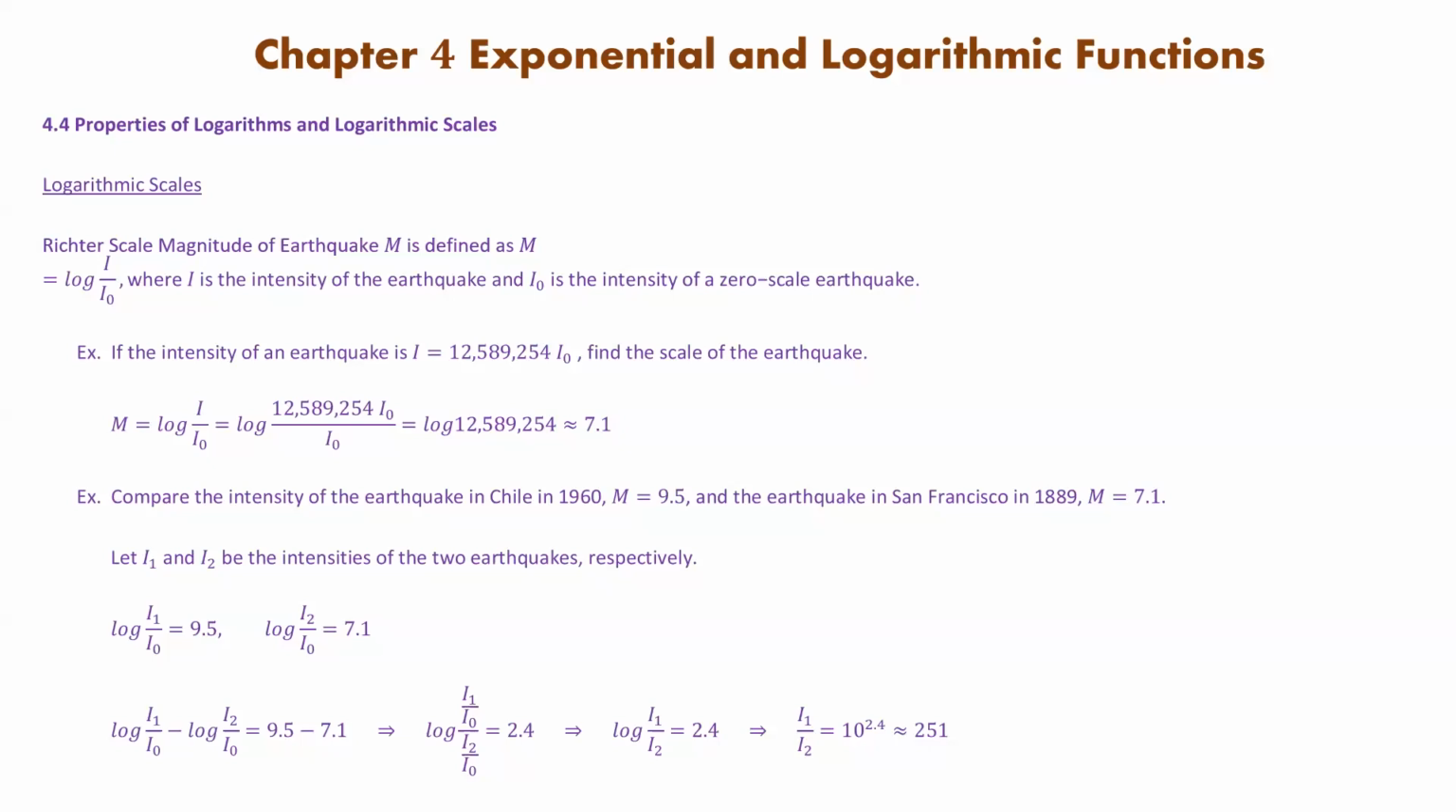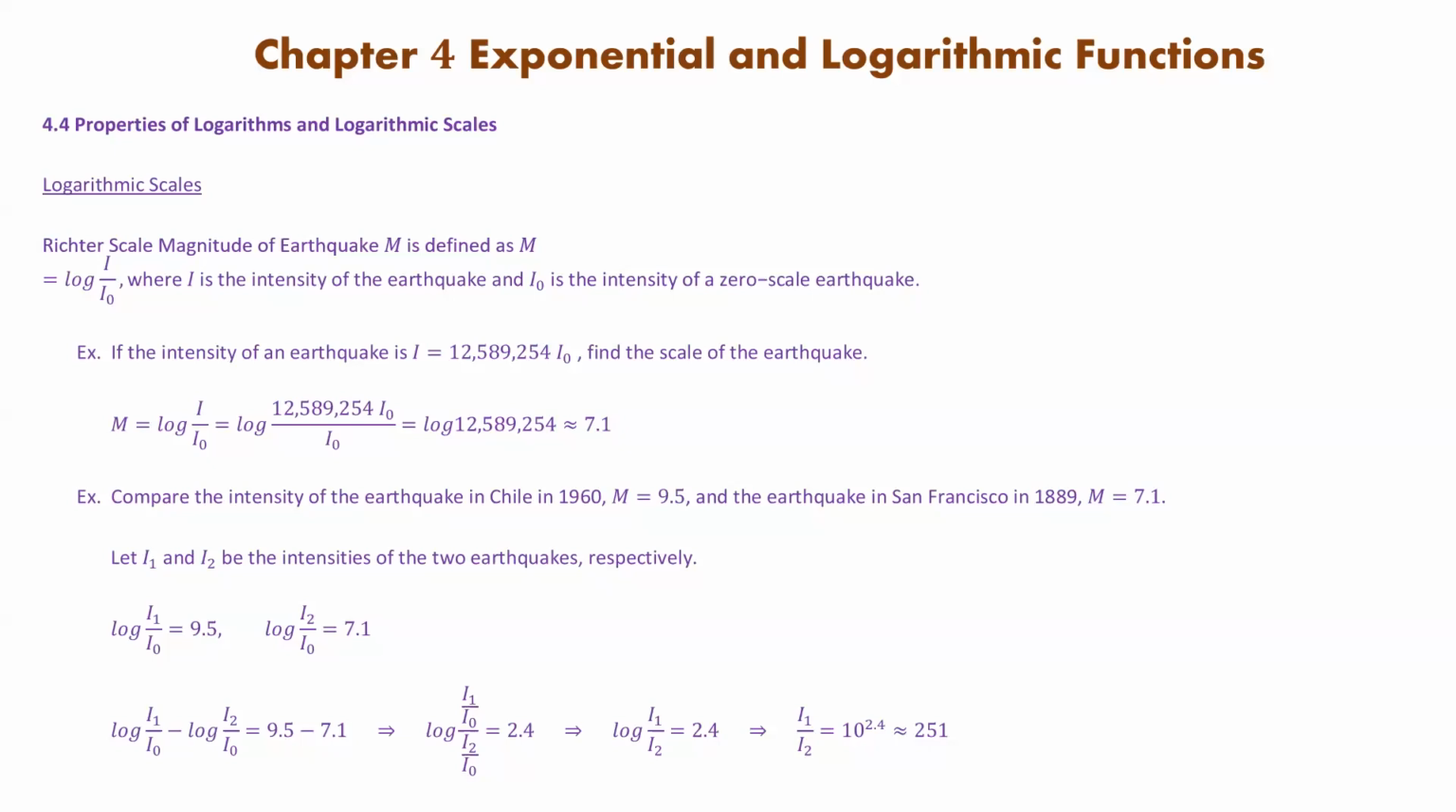Okay, let's do another example about earthquakes. Compare the intensity of the earthquake in Chile in 1964, M equals 9.5. So that's a really huge one. Okay, huge, 9.5. I never heard about those kinds of things before.